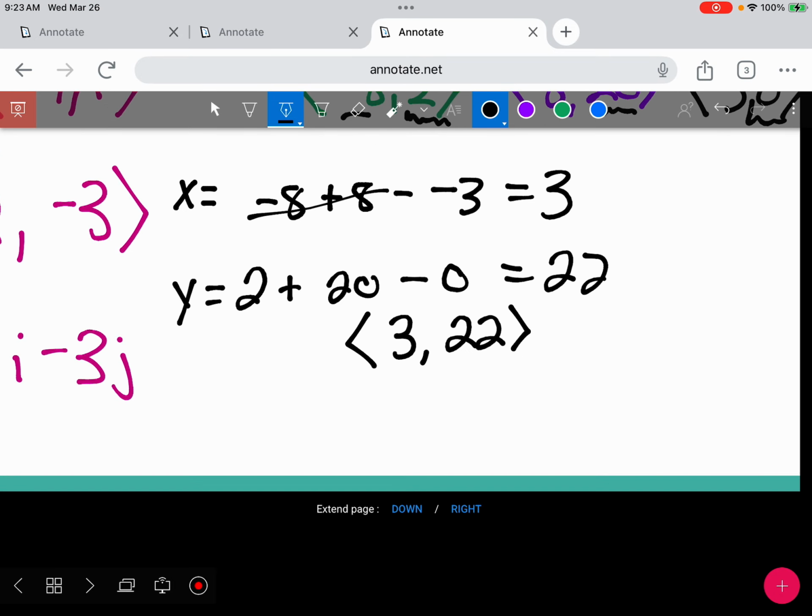So what is it as a combination of our unit vectors? 3i and 22j. Okay. Questions on our operation stuff? Awesome. Thank you. All right.